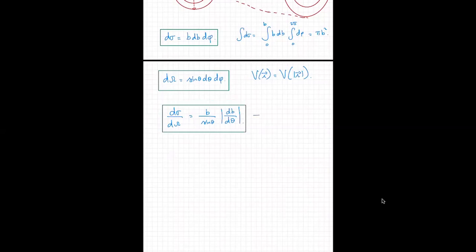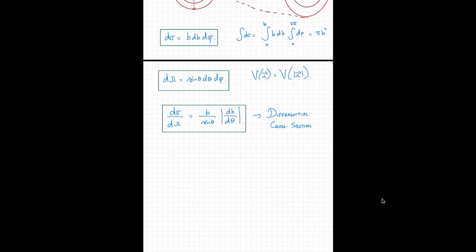So this is called the differential cross section. And this carries a lot of information. For example, it tells you what dσ over dΩ is.